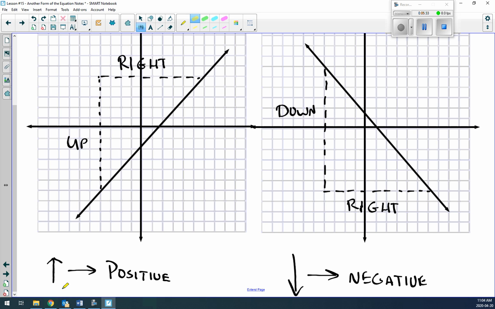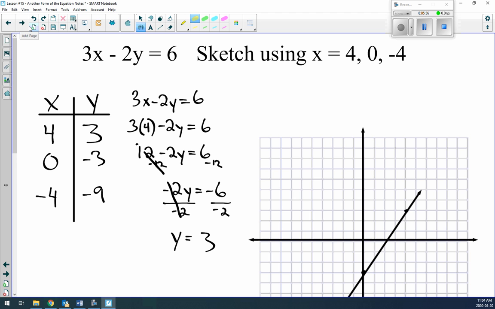Okay, last page here, page number 6. Let's talk about this one. We've got 3x minus 2y equals 6, and it says sketch using specific x values. So let's do both: we can do a table of values, and we can also rearrange it into an equation. So 3x minus 2y equals 6. Let's start by plugging in numbers. We're going to plug in x equals 4.